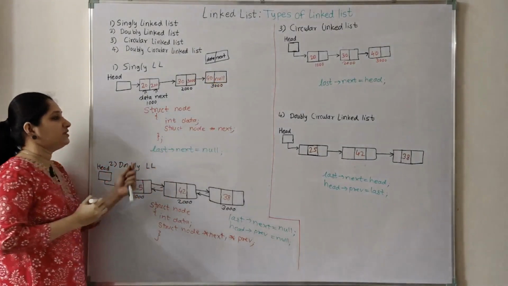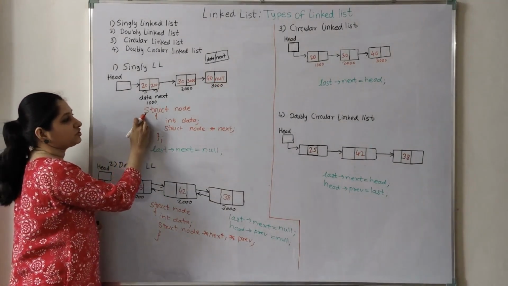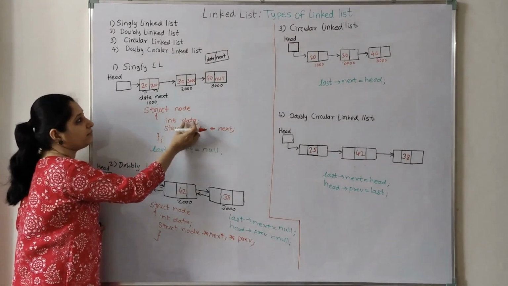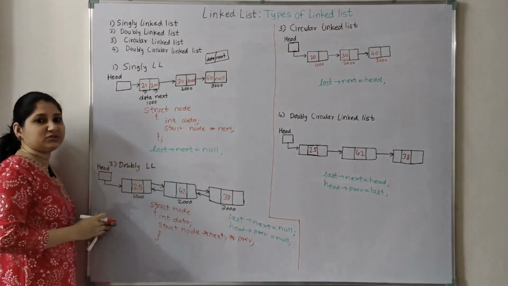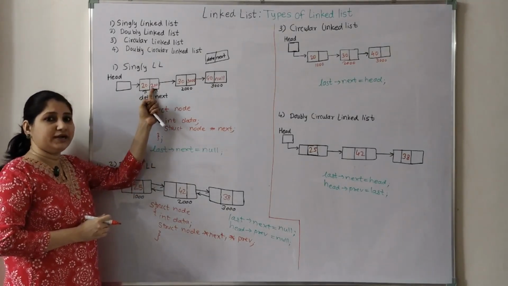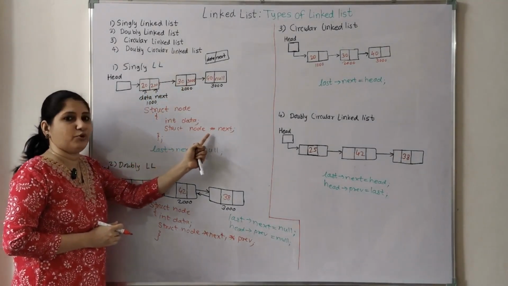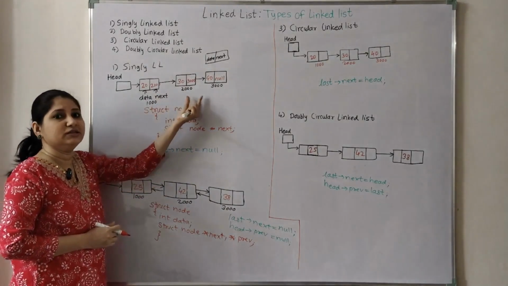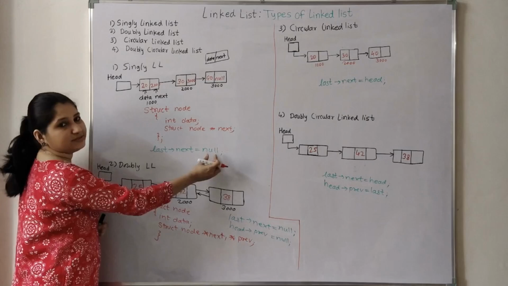So how can we represent this in code? You can observe that we take a structure node, and in that we take an integer data part. This is our data part and this is our next part. For the next part we take a pointer, and the pointer will hold the address of our next node. So we write struct node pointer next. This is used for holding the address of our next node, and the next part of the last node will always be null.